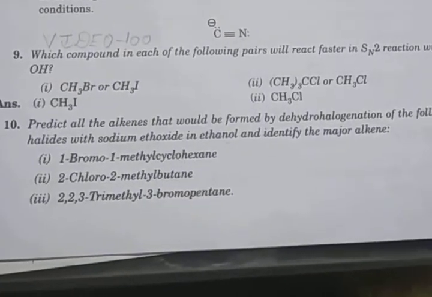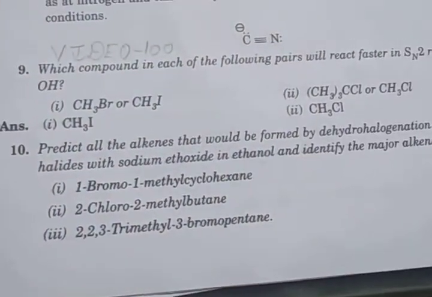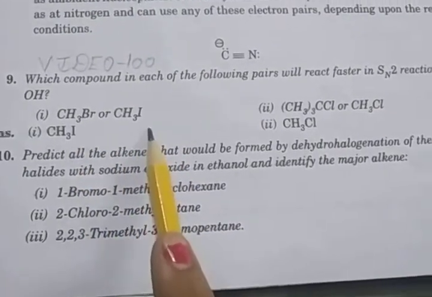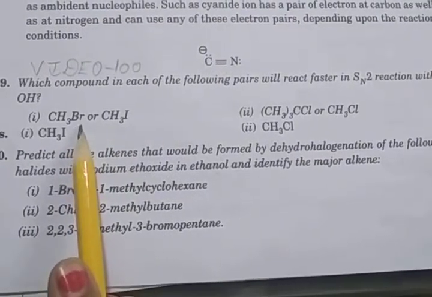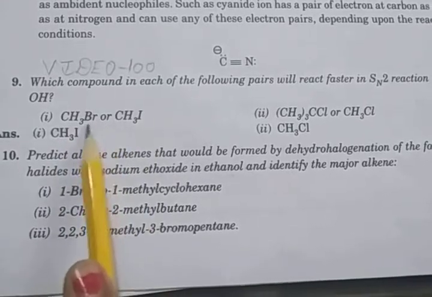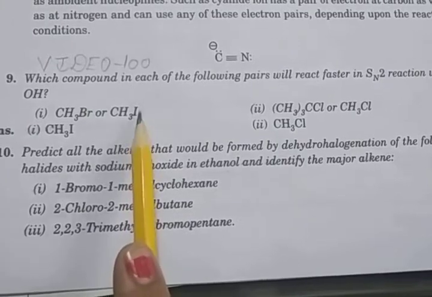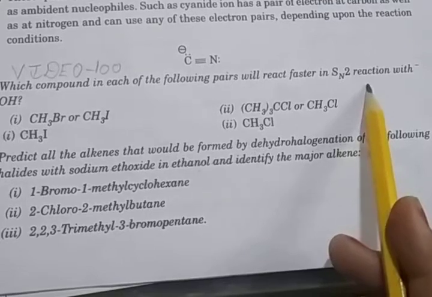Which compound in each of the following pairs will react faster in an SN2 reaction with OH-? Here two compounds are given, CH3Br and CH3I. Both are CH3, only the halogen is different. Iodine has a large size of anion, so this compound reacts faster in an SN2 reaction.